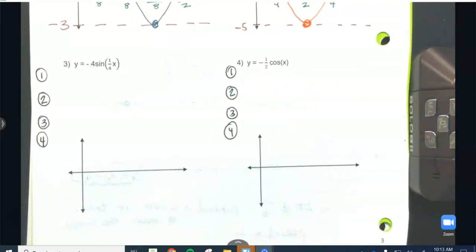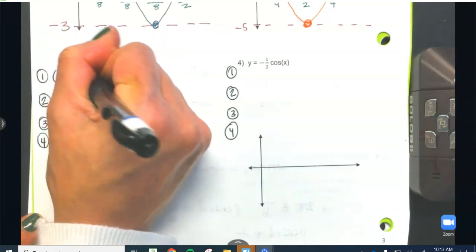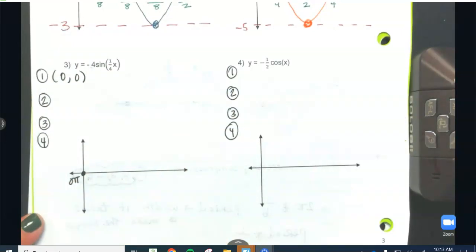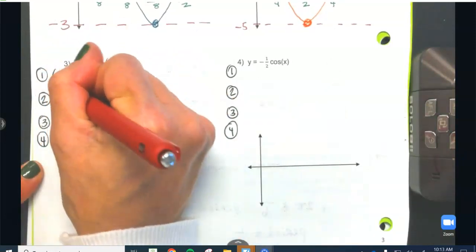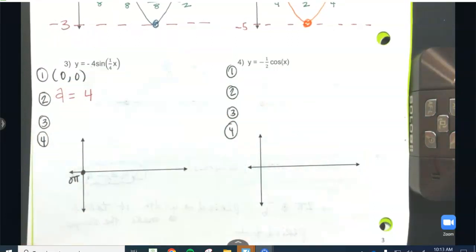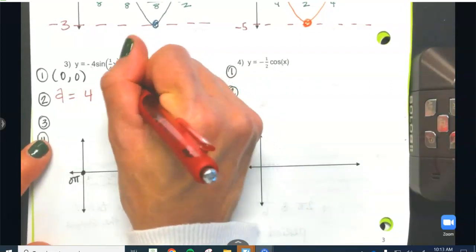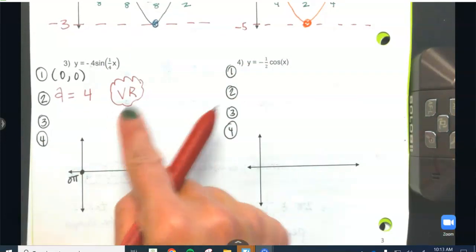Number 3. It's a sine function. Oh, so easy. It always starts at 0, 0. The a value, now look, if I ever ask you for the amplitude, even though it's negative, remember amplitude's a distance. So y'all have to write 4. You have to write a positive number. I will ask you that. Just know in your head when you go to graph it, it's going to be upside down, vertically reflected.